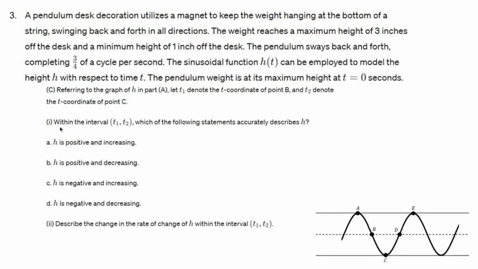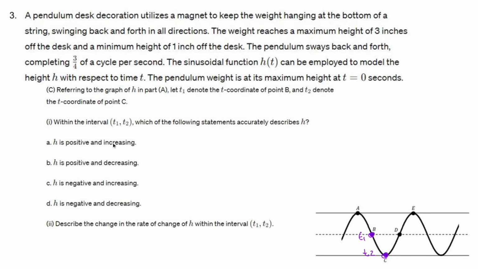Part C has us referring to the graph in part A. Great. So I have that back. Let t sub 1 denote the t coordinate of point B. So that's t sub 1. And t sub 2 denote the t coordinate of C. All right, so that's t sub 2. Within the interval t sub 1, t sub 2, which of the following statements accurately describes h?